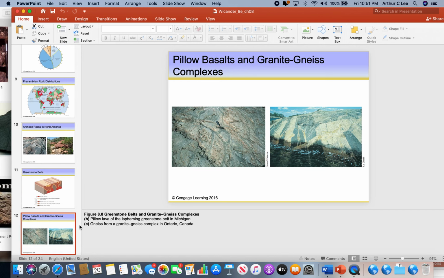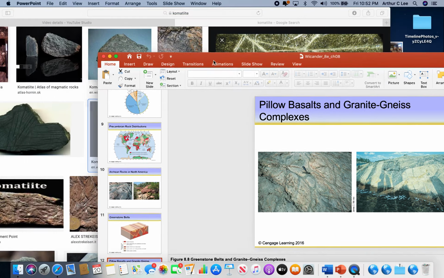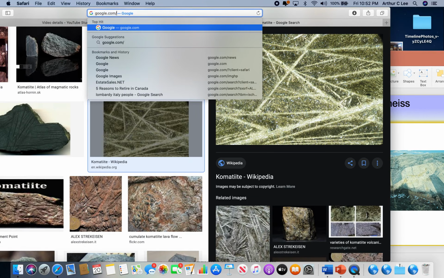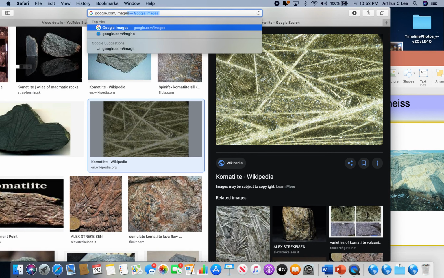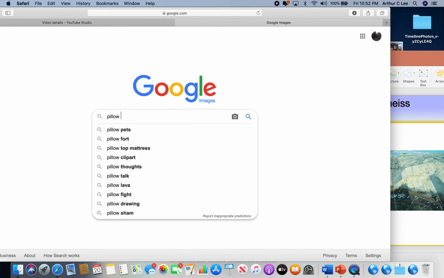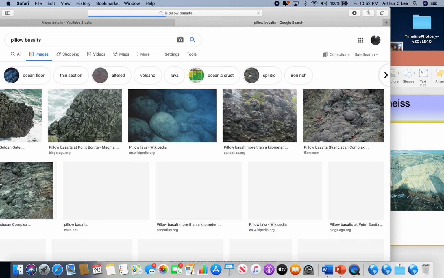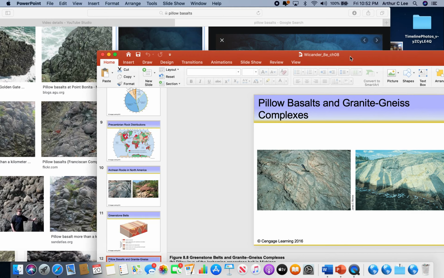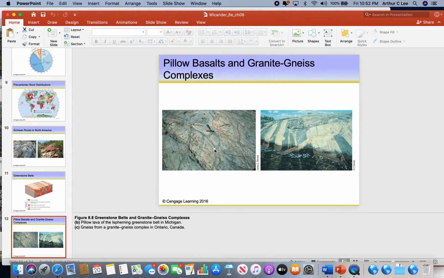The third type of geological formation that you need to remember about the Archean is the pillow basalts, P-I-L-L-O-W basalts. This shows you pillow basalts. Remember when we talked about James Hutton and the principle of uniformitarianism? Well, pillow basalts, let's take a look and see where these things form. Here you can see they form on the bottom of the ocean. So these rocks formed in the bottom of the ancient Archean oceans.